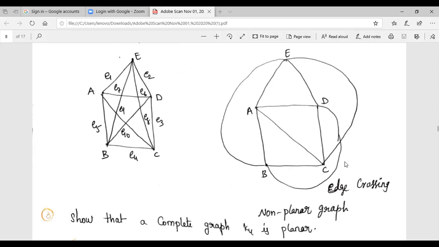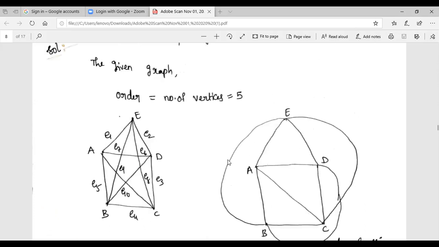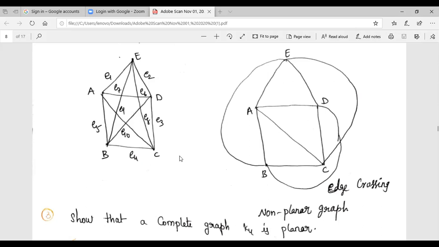These two edges cross each other. So the given complete graph with 5 vertices is a non-planar graph. So now we draw this graph like this. The complete graph means each vertex has an edge with every other vertex of the given graph.